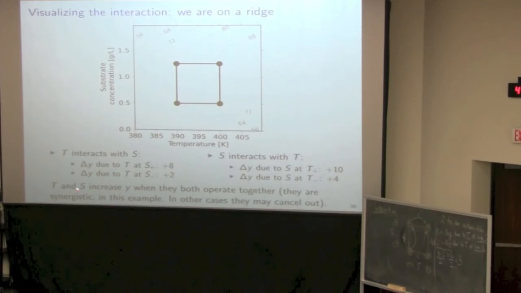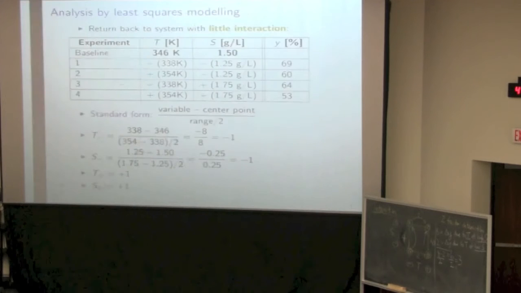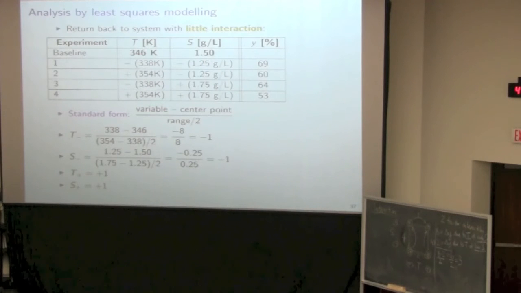So I've noted here, in this case, T and S increase Y when they operate together, they're synergistic, but in other cases, they may in fact cancel out. So my goal in the next few slides is to show you how we can quantify these main effects and these interactions on variable, and we're going to lead them to building these stress models. This slide has quite a little bit of information on it. I'm going to step back and show you how that was developed and where we're going with this.